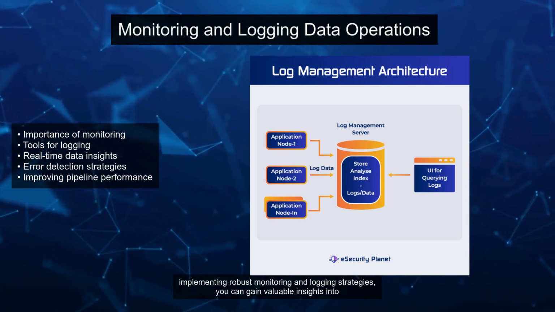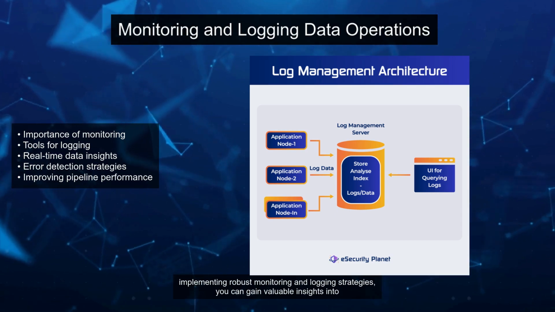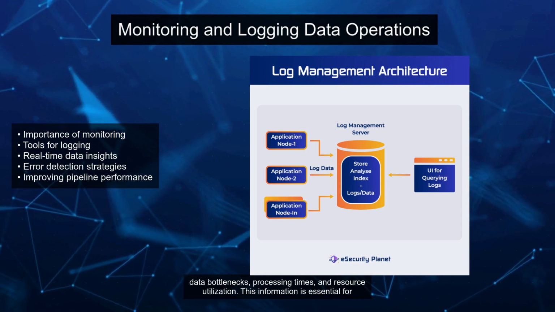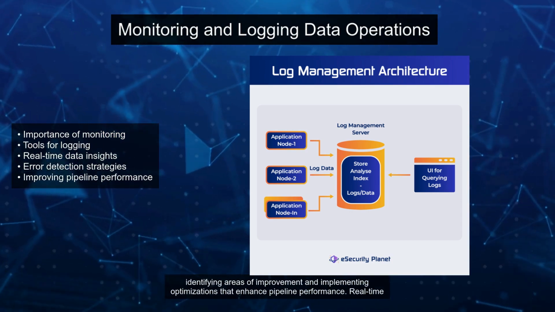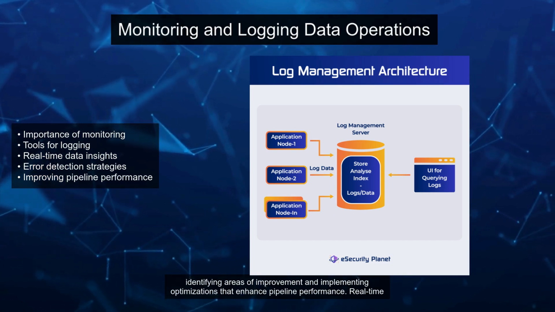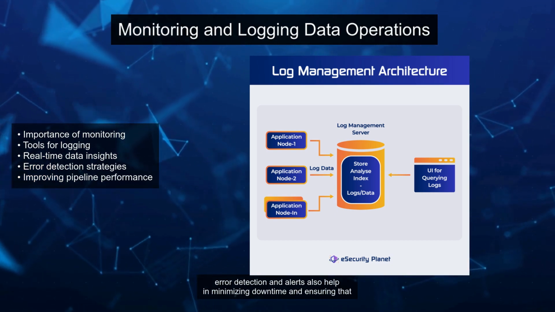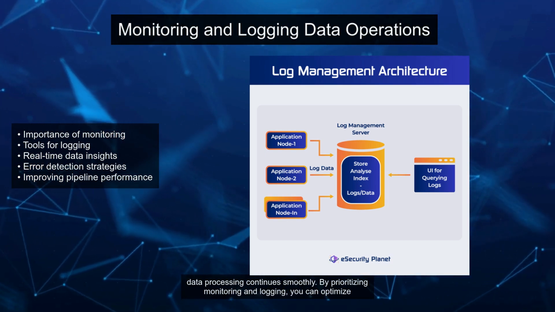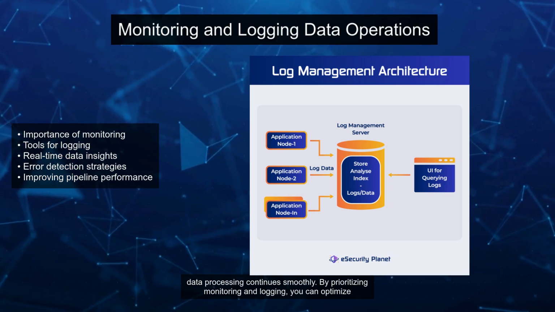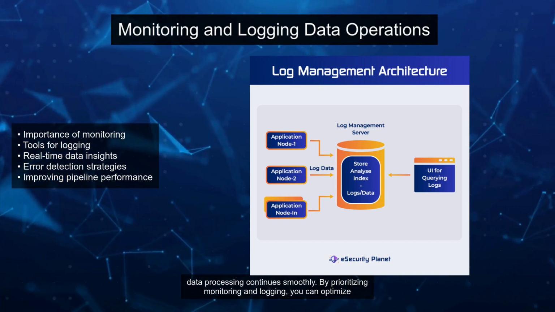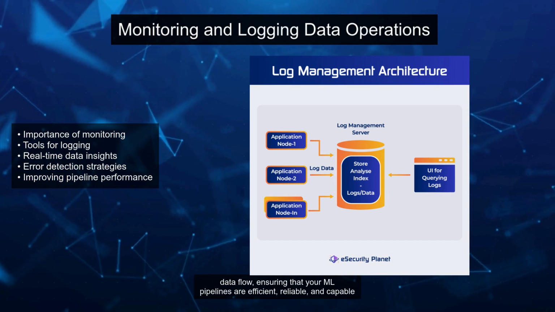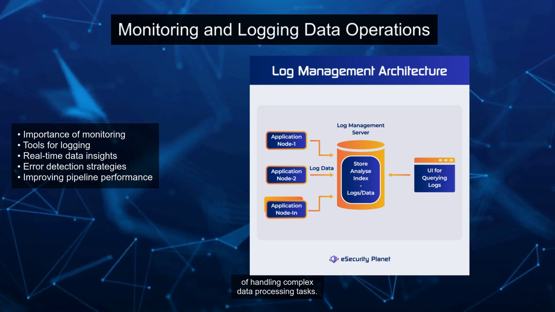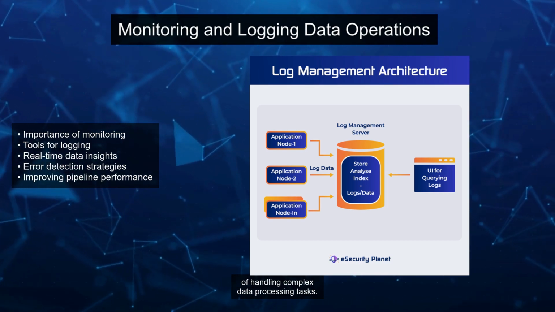By implementing robust monitoring and logging strategies, you can gain valuable insights into data bottlenecks, processing times, and resource utilization. This information is essential for identifying areas of improvement and implementing optimizations that enhance pipeline performance. Real-time error detection and alerts also help in minimizing downtime and ensuring that data processing continues smoothly. By prioritizing monitoring and logging, you can optimize data flow, ensuring that your ML pipelines are efficient, reliable, and capable of handling complex data processing tasks.